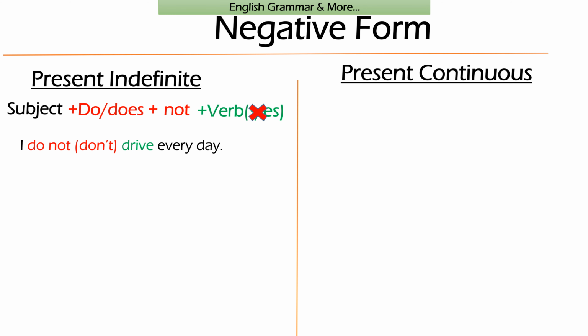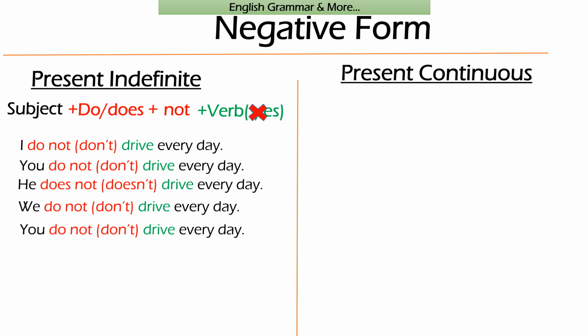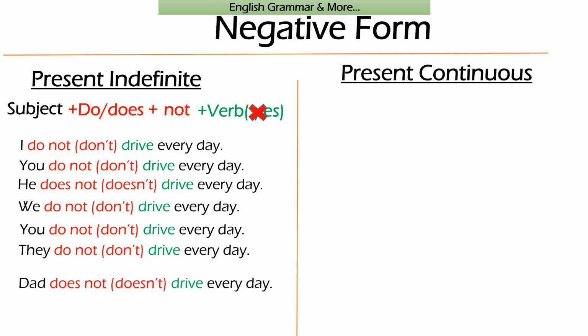I do not drive every day. In the short form, you can also say, I don't drive every day. You do not drive every day. He doesn't drive every day. We don't drive every day. You don't drive every day. They don't drive every day. Dad doesn't drive every day. My parents do not drive every day.